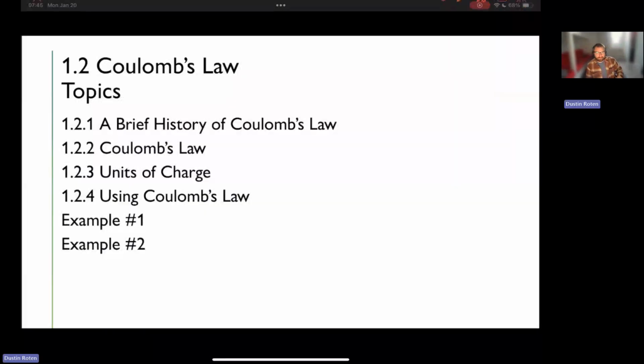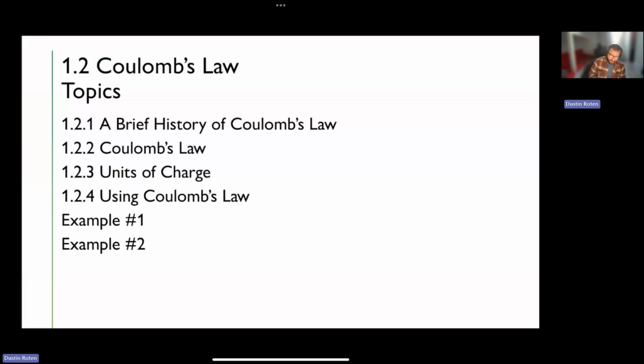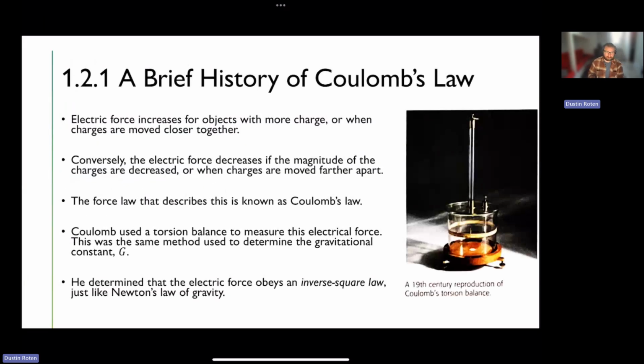There we go. Okay. So we'll just briefly talk about these 4 topics, and I have 2 examples at the end to follow up with. As for a brief history of Coulomb's law, I do believe the guy's name was Charles Coulomb, who developed this idea and investigated how charges worked.